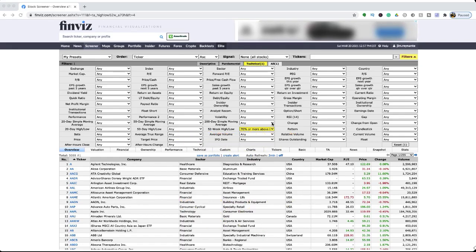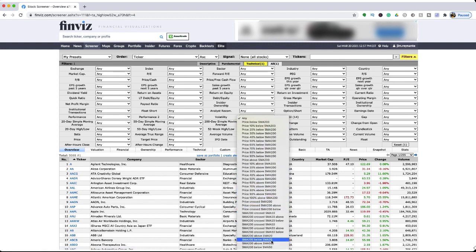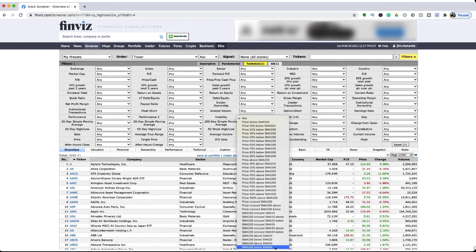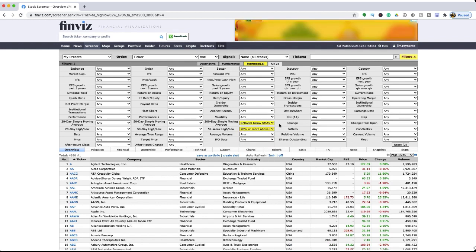So I'm going to come here to 200-day simple moving average, and I'm going to select SMA 200 below the SMA 50. This is the simple moving average of the 200-day below the simple moving average of the 50-day. So this guarantees that the 200-day moving average is below the 50-day moving average, and that the current stock price is 70% or more above the 52-week low.